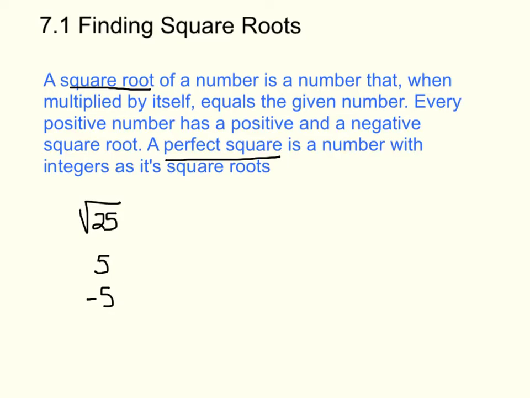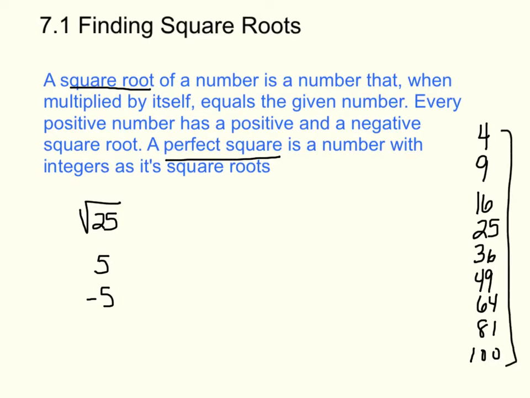So I'm going to write down over here perfect squares. For example, 2 times 2 is 4, so 4 is a perfect square. 3 times 3 is 9, that's a perfect square. 4 times 4 is 16, that's a perfect square. 5 times 5, 6 times 6, 7 times 7, 8 times 8, 9 times 9, 10 times 10: 4, 9, 16, and on. All of these numbers here are perfect squares because they have integers as their square roots.